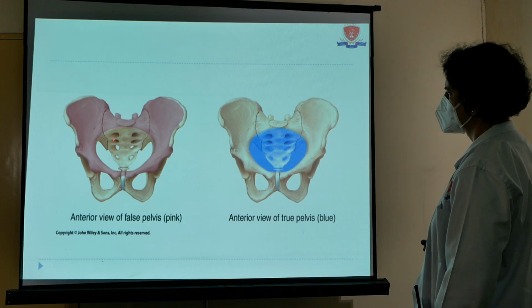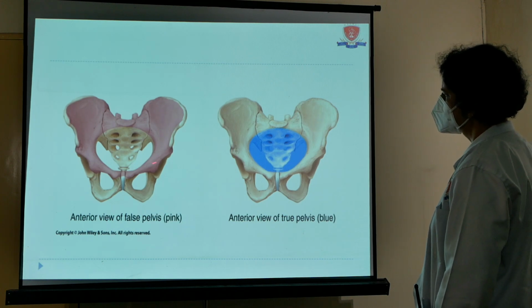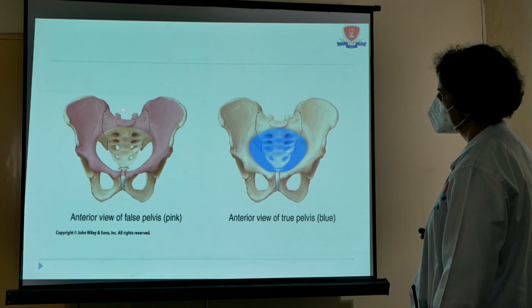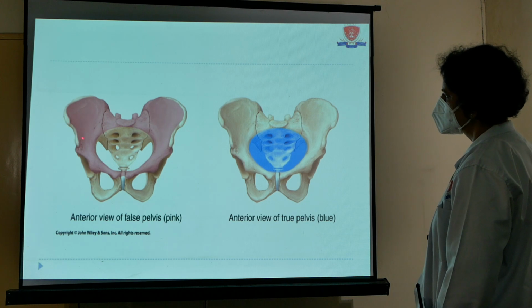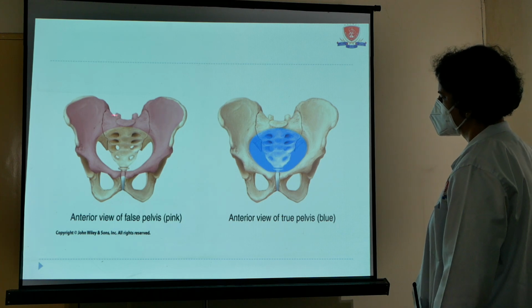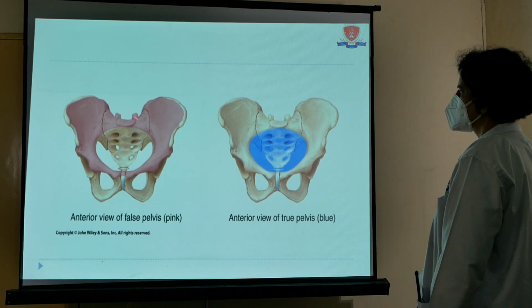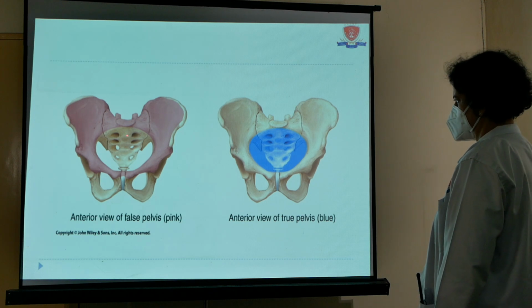You can see this pink shading is for the false pelvis. It is bounded by the iliac crest, posteriorly the lumbar vertebra, and it lies above the inlet. So this round shape is of the inlet. Above this it is a false pelvis. It has no importance except it holds the baby during the later months of the pregnancy.